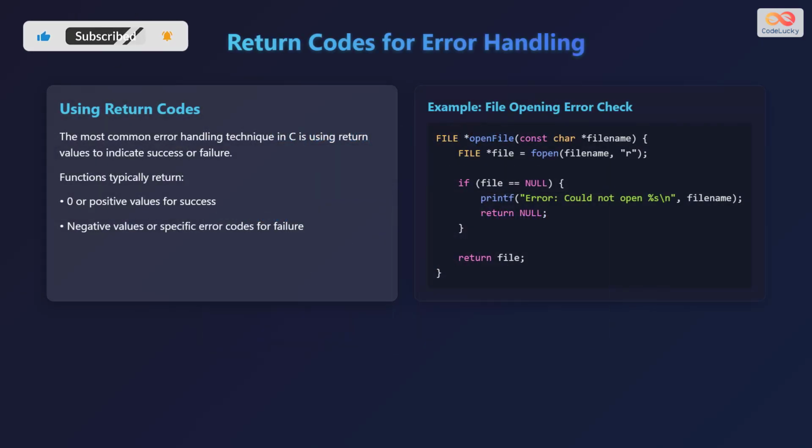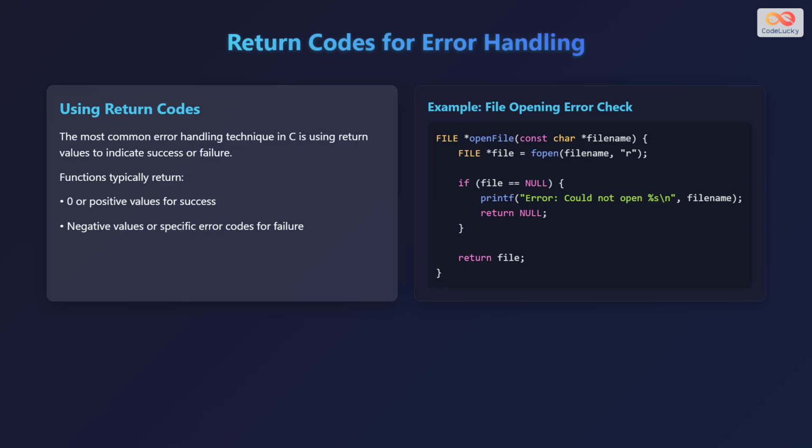One of the most common error handling techniques in C involves using return values to signal success or failure. Typically, functions return 0 or positive values when they succeed. However, upon failure, they return negative values or specific error codes.